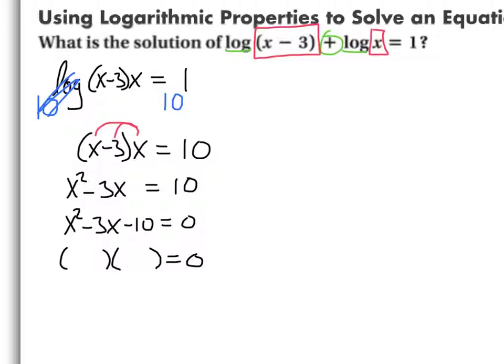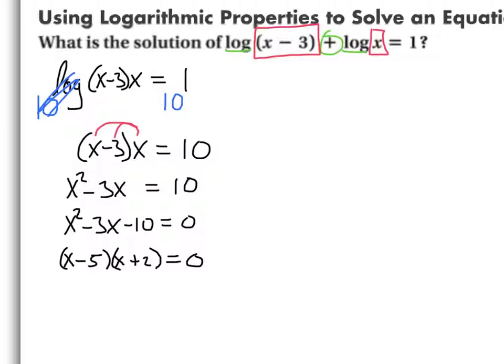Because it is 1x squared, we can use a shortcut. If it was 2x squared, we can't use the shortcut. All the shortcut says is that we're going to have x's in front of our 2 binomials, and that we're now looking for 2 numbers that multiply to give us -10, but add to -3. Negative 5, positive 2. Very good.